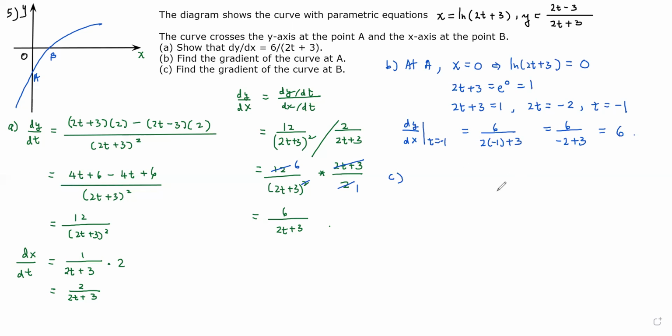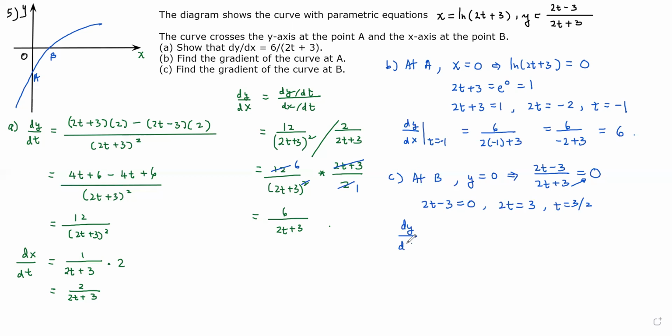For part C, find the gradient of the curve at B. B is the x-intercept. On the x-axis, y is 0. (2t minus 3) over (2t plus 3) is y. If this is 0, when you cross multiply, we have 2t minus 3 equals 0. Or another way to look at it is, if the ratio of two terms is 0, the numerator must be 0. So that 2t is 3 and t is 3 over 2.